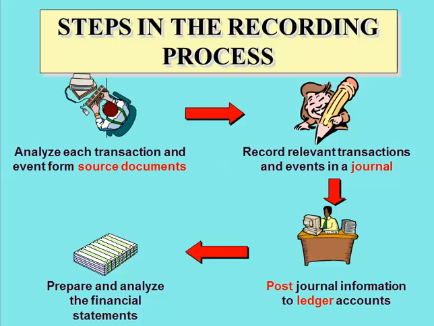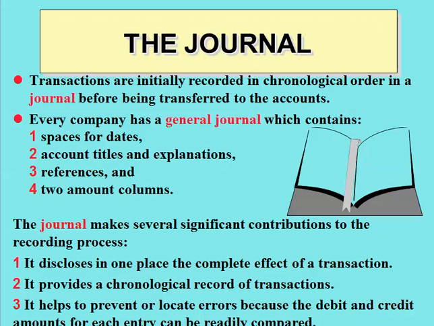So here's the basic recording process. So we analyze transactions, be it from receipts or bills or whatever it might be. We record those transactions in a journal. I'm going to show you what those transactions would look like. Post that information then into a ledger, which is where we keep all the accounts, and then we can prepare the financial statements. So let's come back up here to the journal.